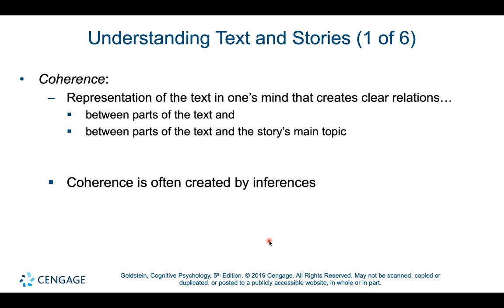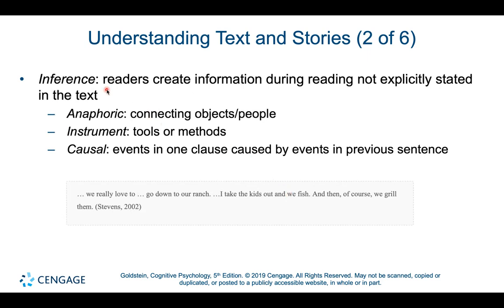The representation of the text in one's mind is known as coherence. Coherence is clear relations between parts of the text and the story's main topic. Sorry about this. I guess I flubbed a little typo or something here on my slide. We create this representation between the text and the main topic based oftentimes on inferences that we make. So, an inference is when readers create information during reading that is not explicitly stated in the text. So we create information during reading that is not explicitly stated in the text itself.